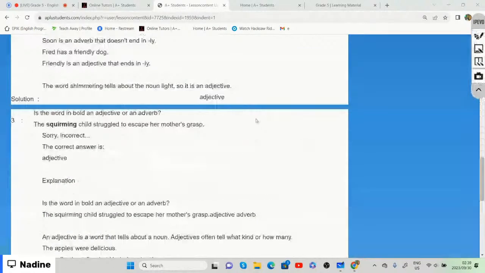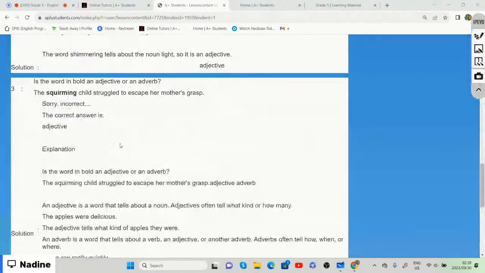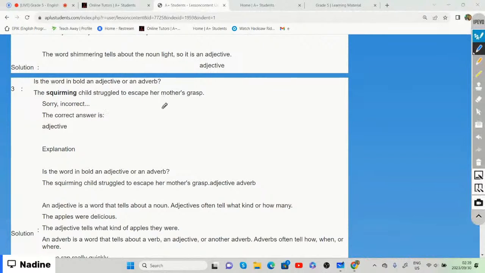All right. The squirming child struggled to escape her mother's grasp. Squirming tells us about the child, right? And it tells us basically about the noun. So it is an adjective. Squirming is an adjective.